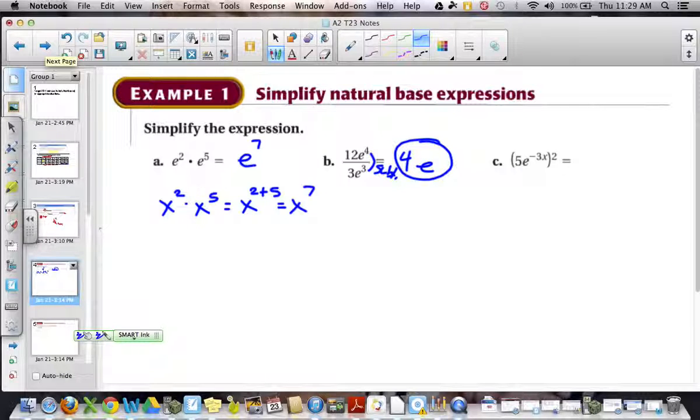And negative exponents work the same way, right? We change it to a positive exponent and move it to the denominator. But first, let's use the power to a power rule. So we have 5 squared, and then e to the negative 6x. Multiplying those, we can change that to a positive exponent by moving it to the denominator. So 5 squared is 25, and we have 25 over e to the 6x.